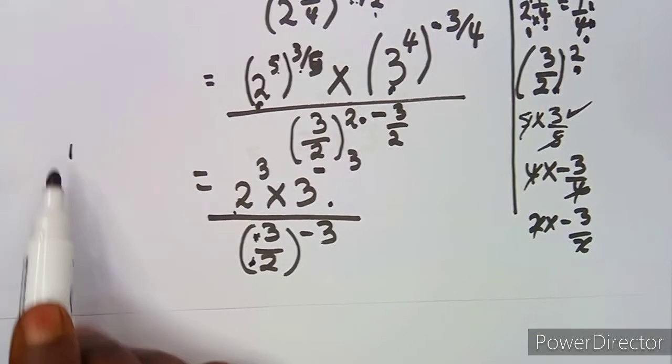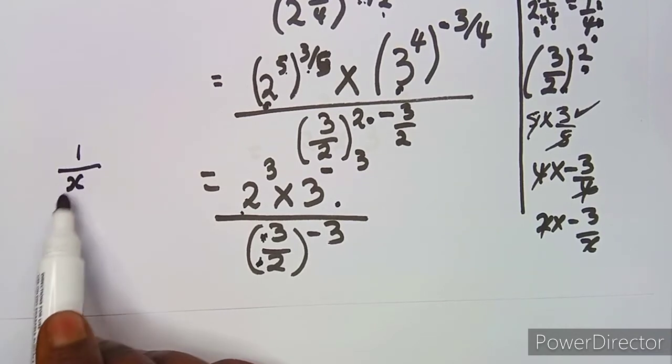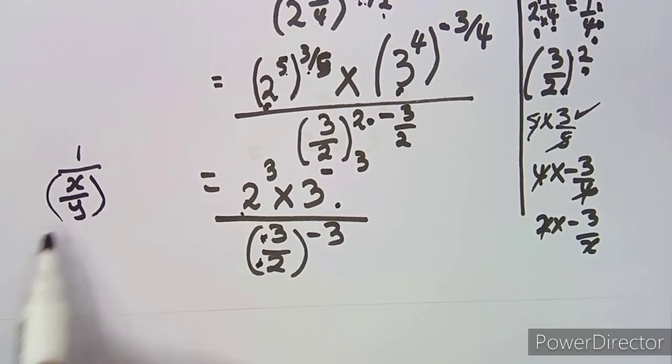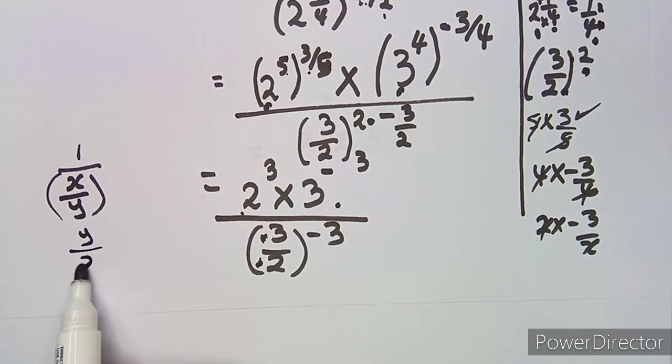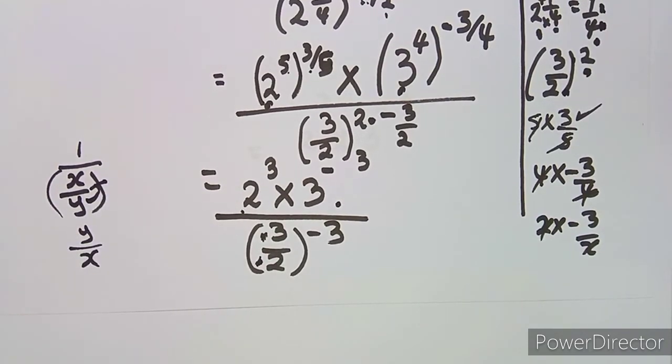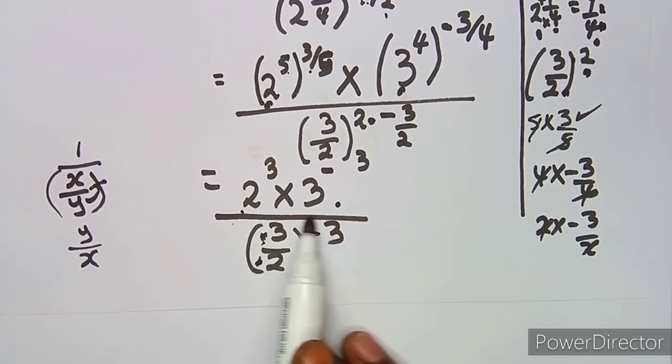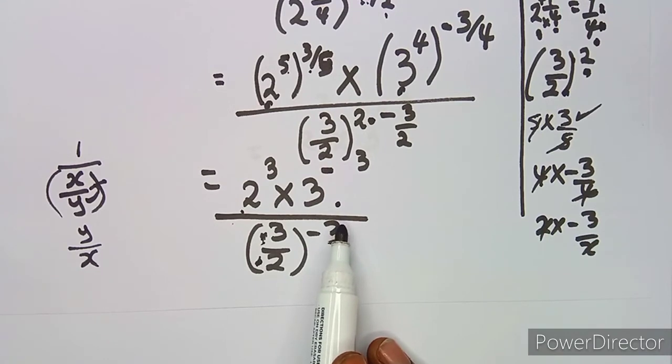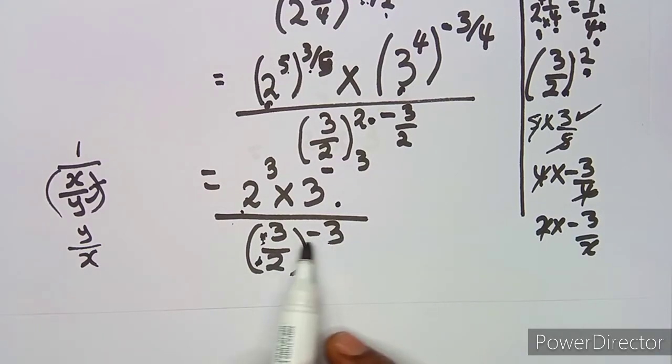1 over a certain number, like 1 over xy, can be written as y over x. Just invert the second fraction. So we can also do the same in this case, because as you can see, we are dividing. The moment you are going to multiply, now we are going to invert. Or you can multiply this by minus 3 inside.